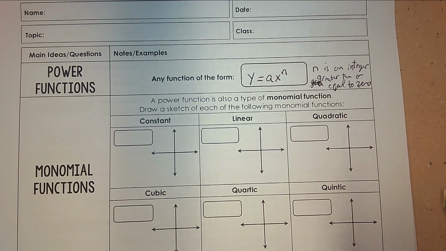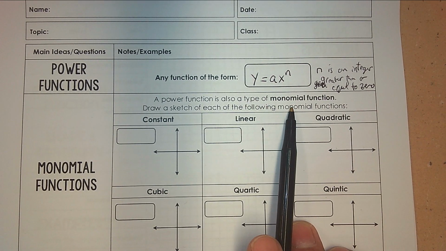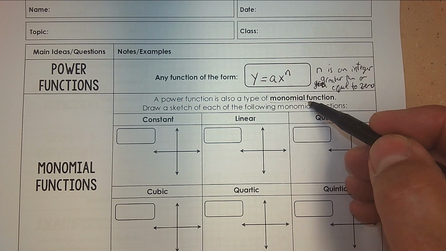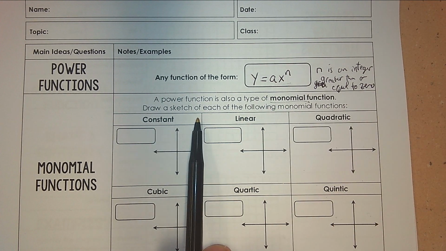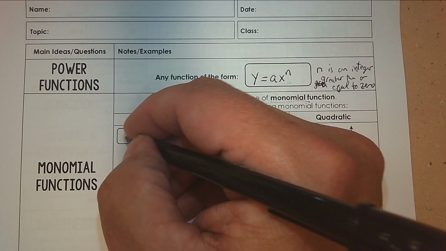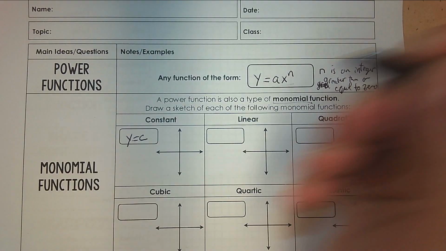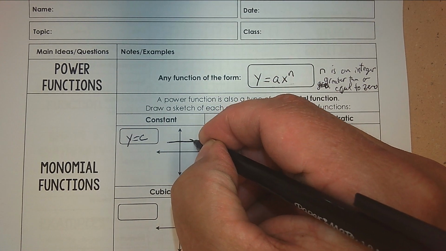A power function is also a type of monomial, and the word monomial means one term, and you can see there's only one term there. So draw a sketch of each of the following monomials. A constant, we're just going to let C be a constant. What does it look like? It's just a horizontal line wherever C might be.